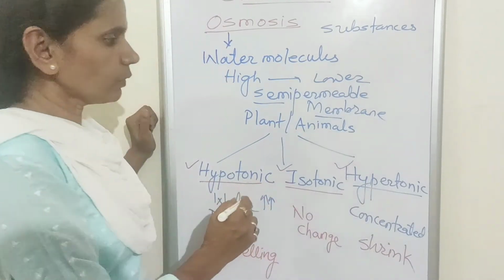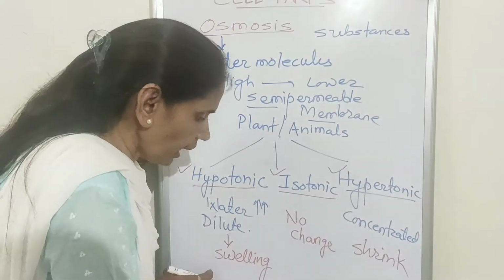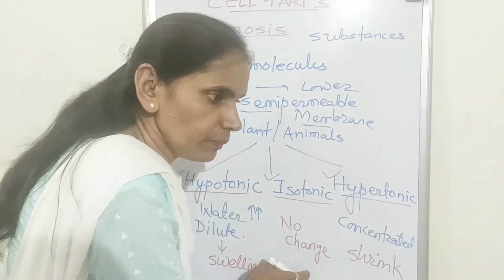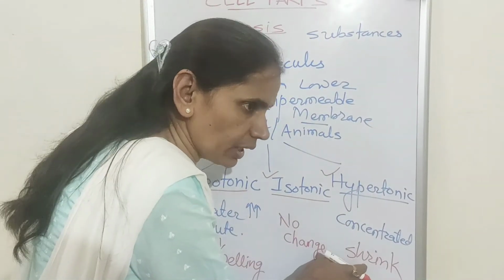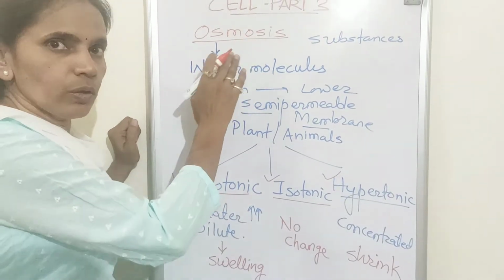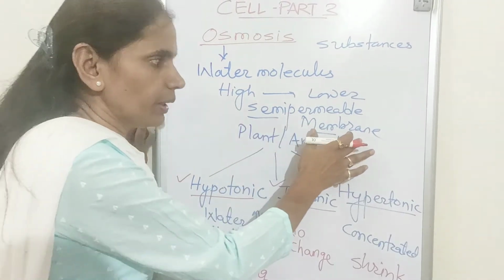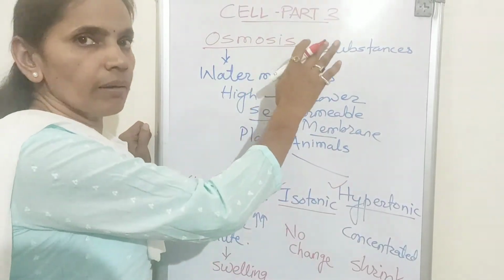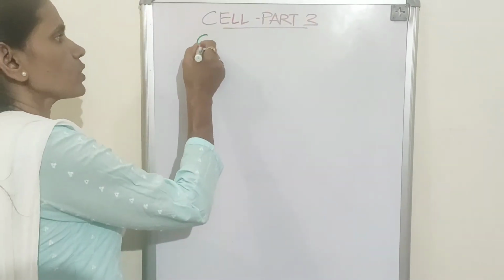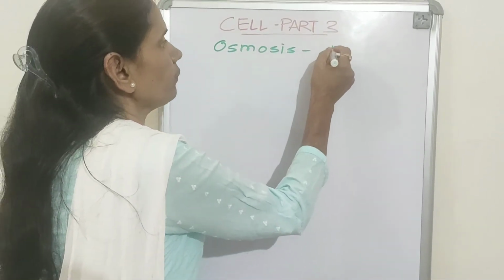So as a result of the effect of water molecule movement, the cell may either swell, or there will be no change, or it will shrink because of the process of osmosis. The movement of water molecules is controlled by the semi-permeable membrane, that is the plasma membrane. So the process of osmosis is a special case of diffusion.